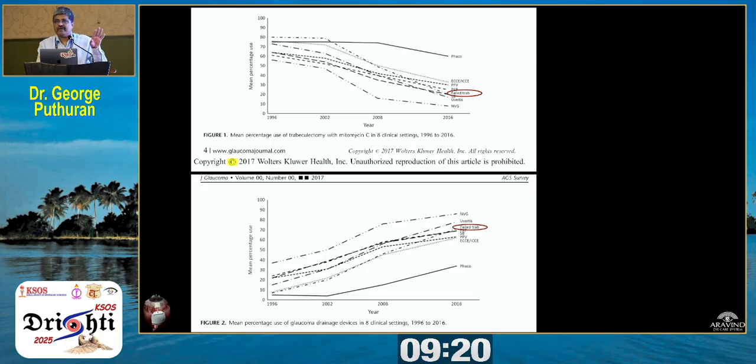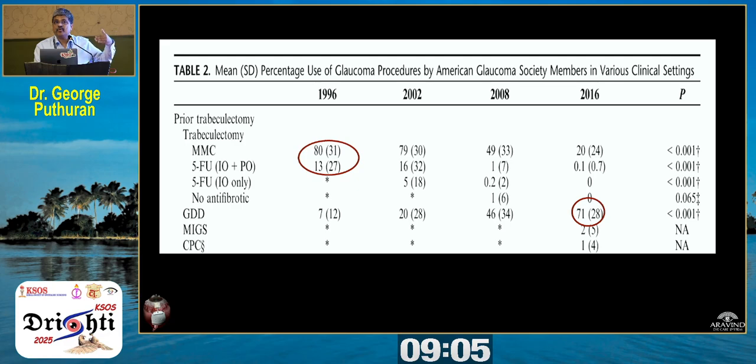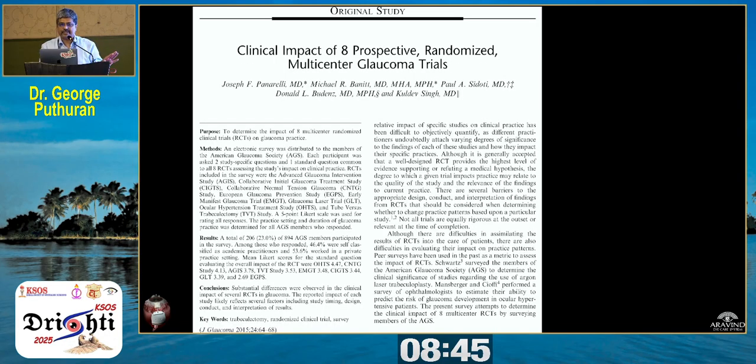In the setting of a patient who has had a failed trab, till 2008, repeat trabeculectomy and GDDs were comparable. But in 2016, you can see GDD has overtaken repeat trabeculectomy as the procedure of choice in a failed trabeculectomy. In 96, there was not a single response for GDD, but almost 70% of responses were for GDD against repeat trabeculectomy in failed trabeculectomy.